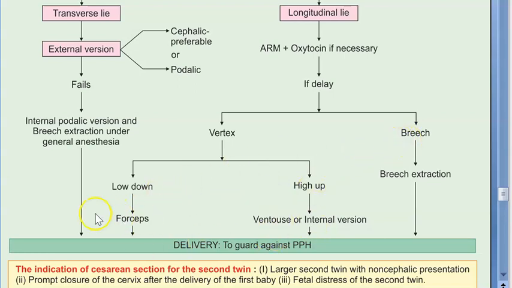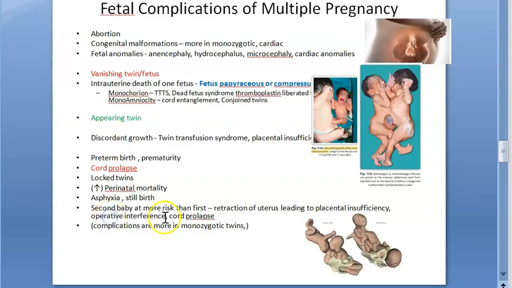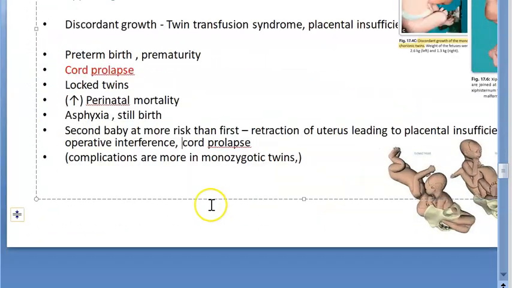So it looks like this operative interference is more for the second baby. That's why they said the second baby has more risk. Forceps, ventouse, etc. So the operative interference mentioned here is for the second baby. They will do more operative interference for the second baby.